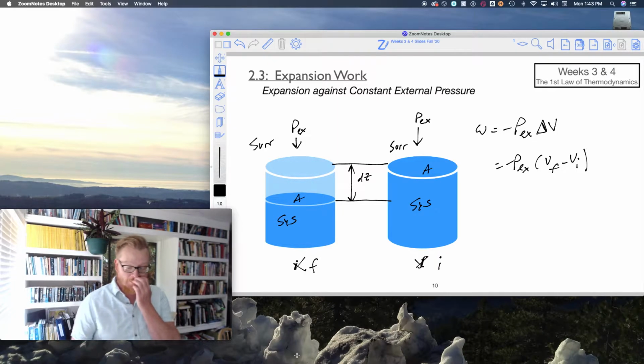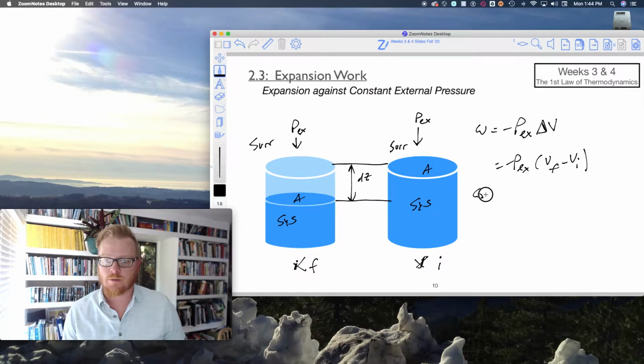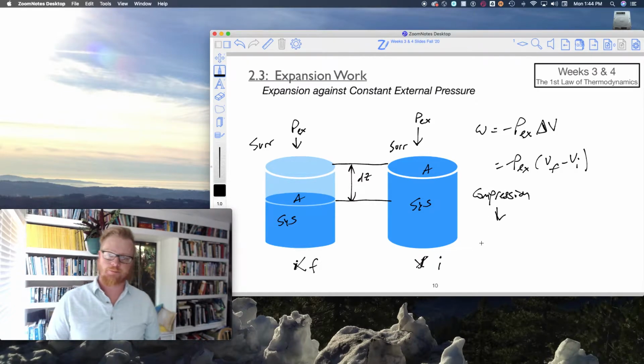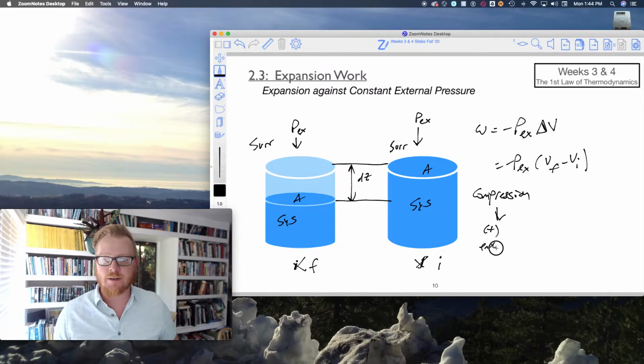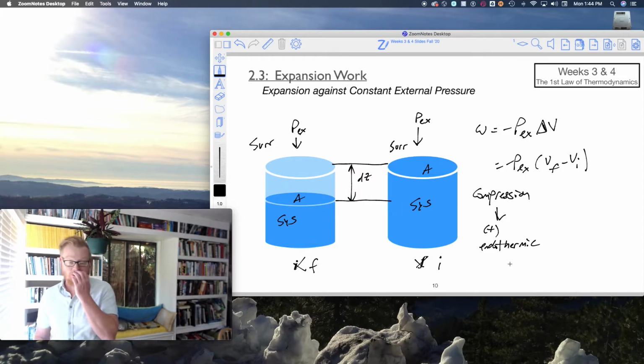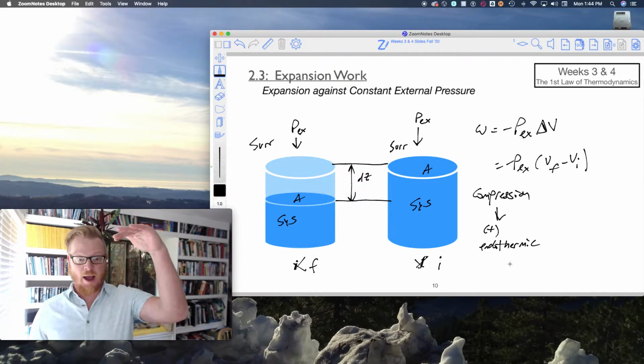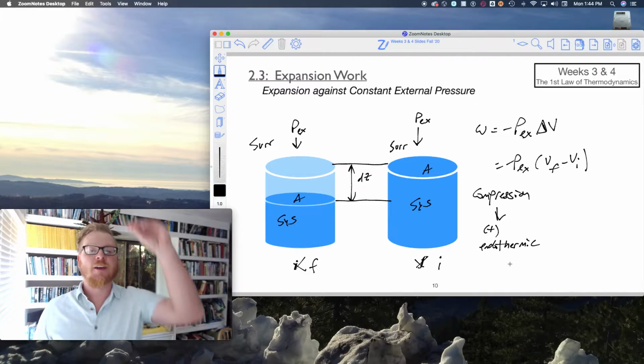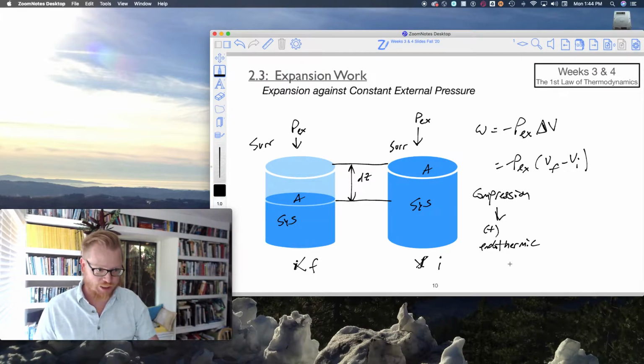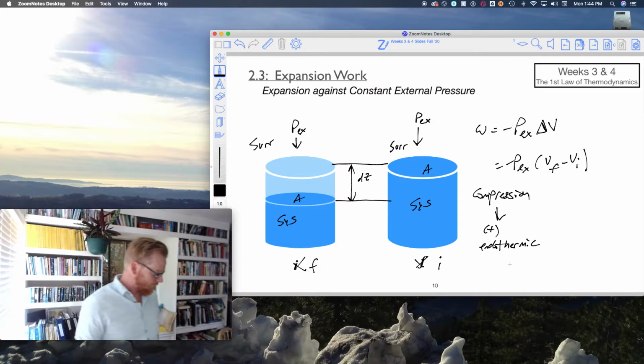So in the case of compression, okay, the volume final will be smaller than the volume initial, so I get a negative term. Negative negative gives me a positive, and that is endothermic. Okay, so that means, in other words, now when the system has to undergo compression, the surroundings are pushing on the system. All right?